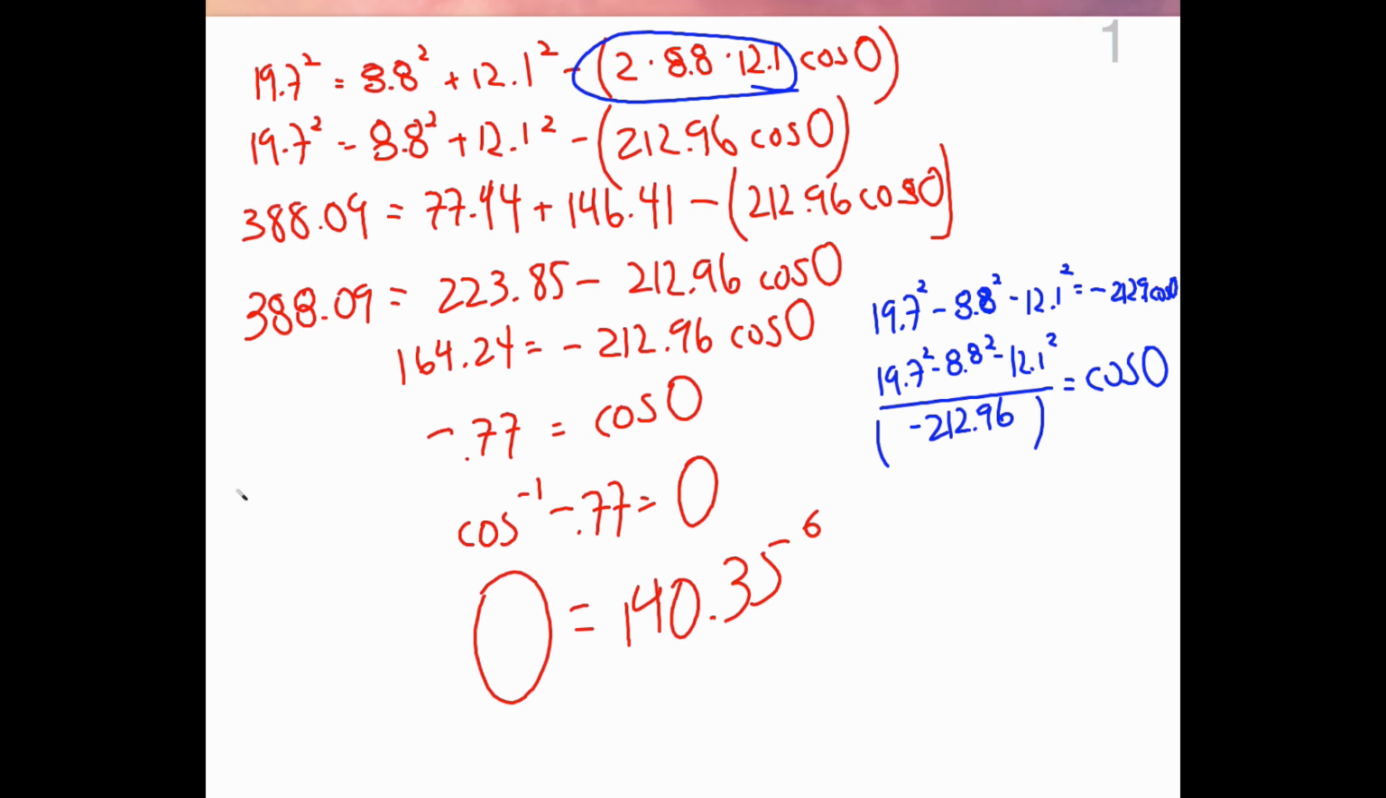It's okay to get an answer here of negative 0.77. That's not an angle measure, that's a trig value. Let the calculator figure out whether or not that angle is acceptable or not. If you do the calculation and find out that the angle measure is negative, then you probably did something wrong.